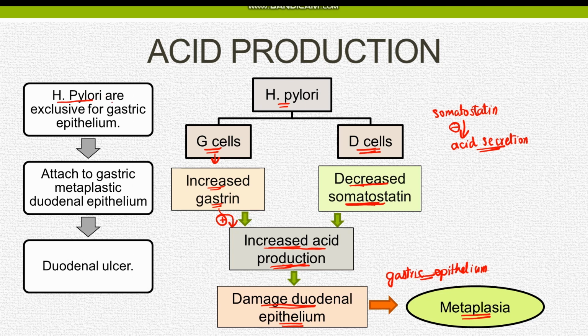H. pylori bacteria are exclusively for the gastric epithelium. They only and only attach to the gastric epithelium and damage only the gastric epithelium. So the metaplasia in the duodenum gives an opportunity to H. pylori bacteria to damage the duodenum as well. So these H. pylori attach to the gastric metaplastic epithelium in the duodenum, initiating an inflammatory response and formation of duodenal ulcer as well.